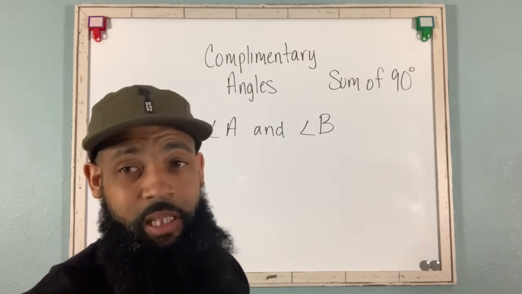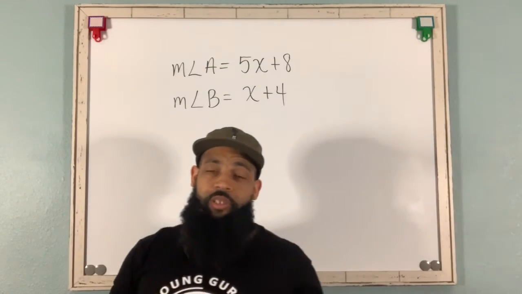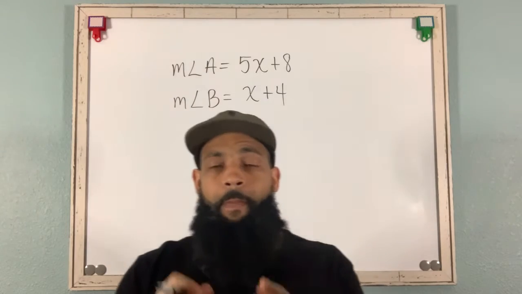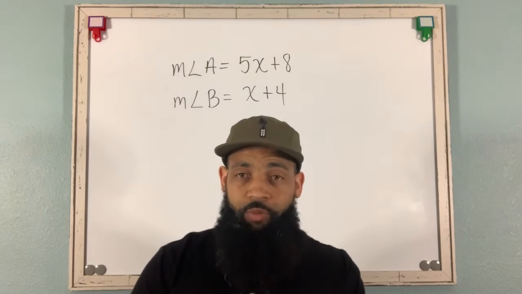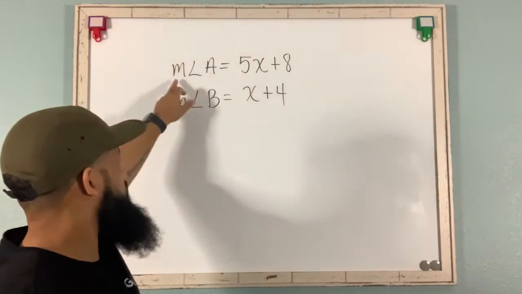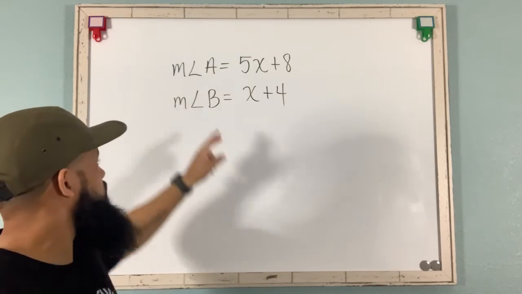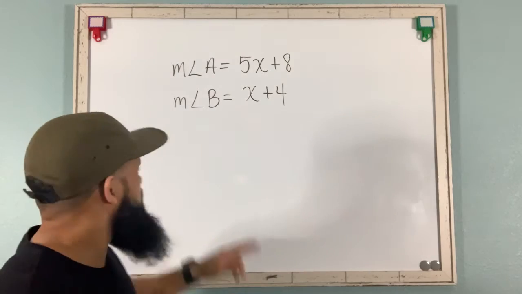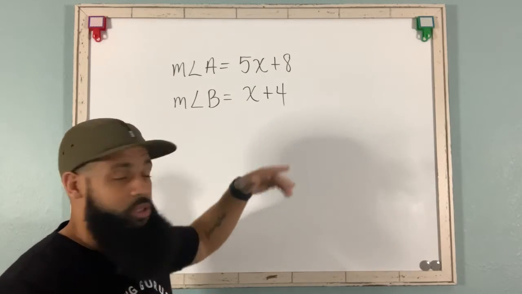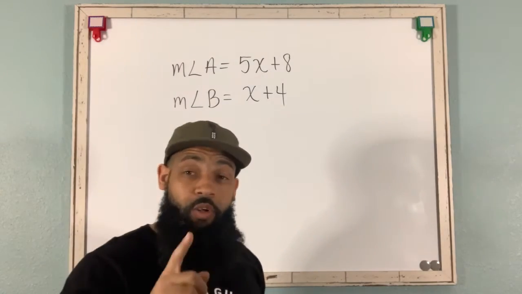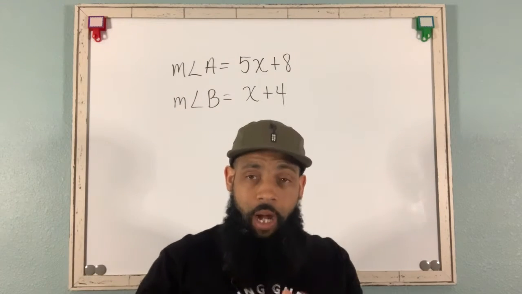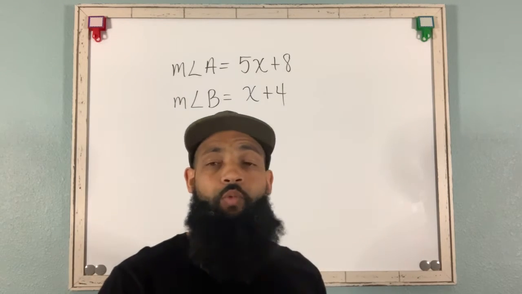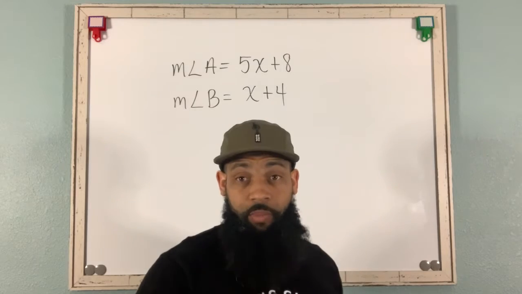Let's get into some examples. So as you can see behind me, I have two angles represented by algebraic expressions. Now, let's talk about what this means. That M means measure. So this is the measure of angle A equals 5x plus 8, and the measure of angle B equals x plus 4. Now, angle A and angle B are complementary angles, and we want to find out what is the measure of angle A, what is the measure of angle B.